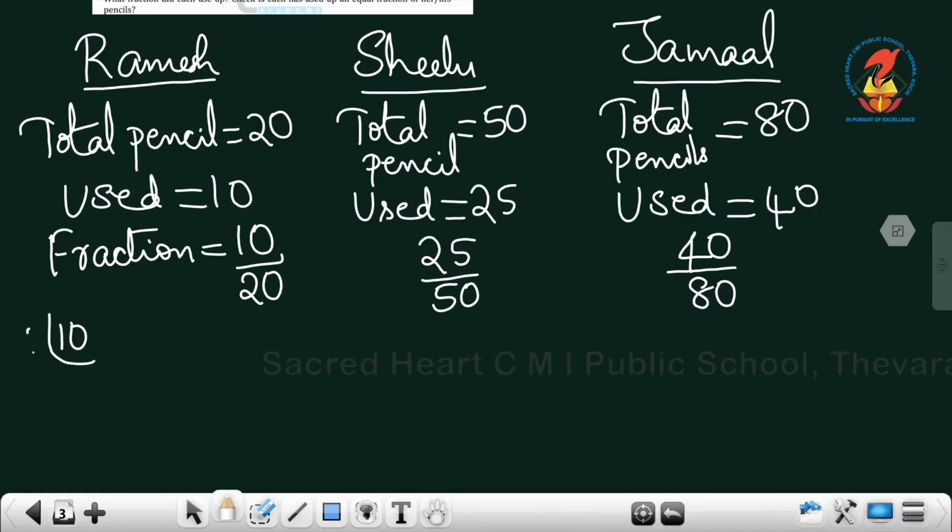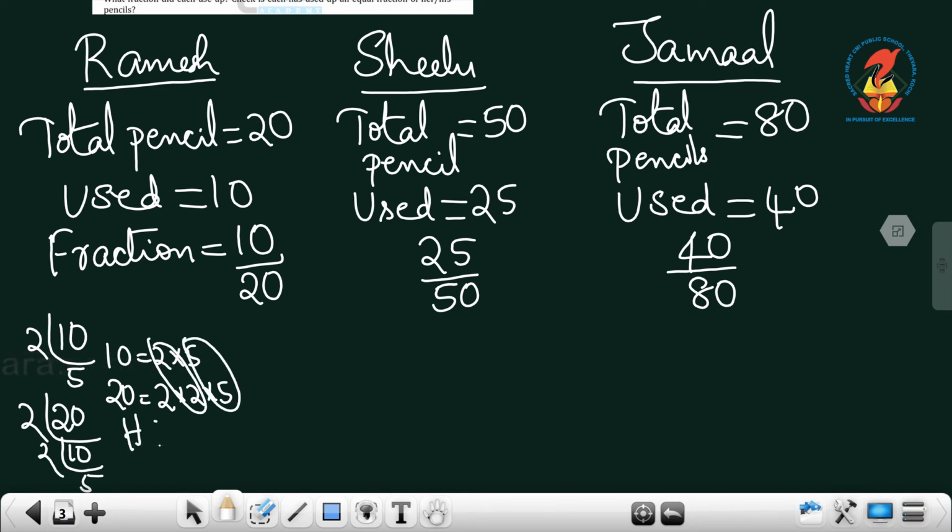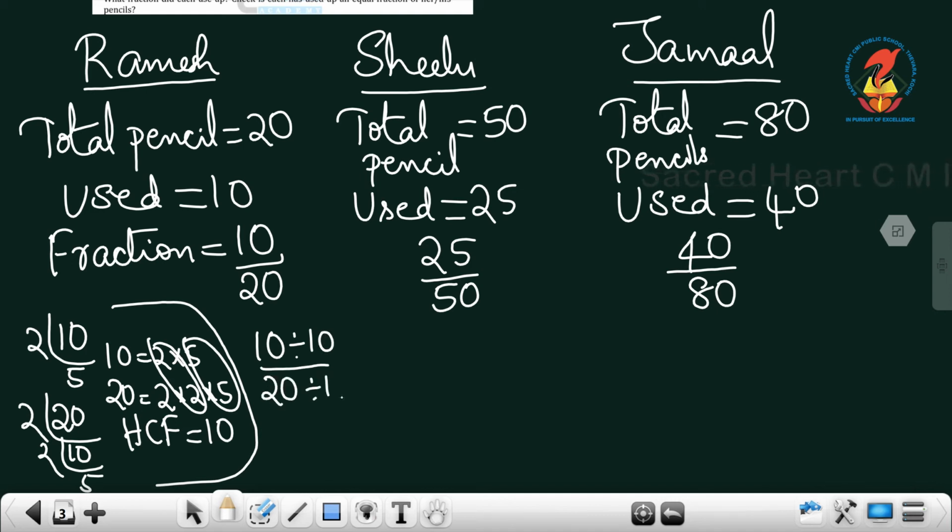What is the HCF of numerator and denominator here? 10 is equal to 2 into 5, 20 is equal to 2 into 2 into 5, so the common factors are 2 and 5. What is the HCF? 10. Okay, you got the HCF as 10. So divide the numerator and denominator by 10, what will you get? 10 divided by 10 is 1, 20 divided by 10, what is the answer? 1 by 2.